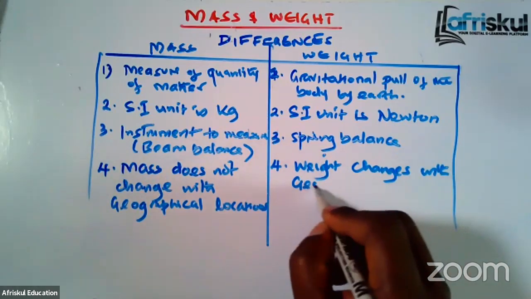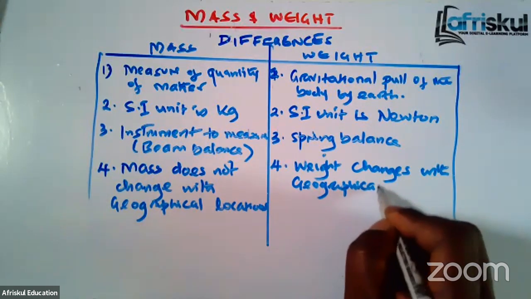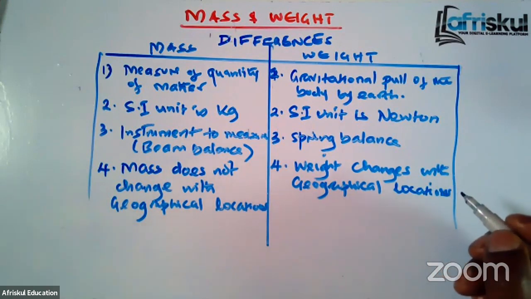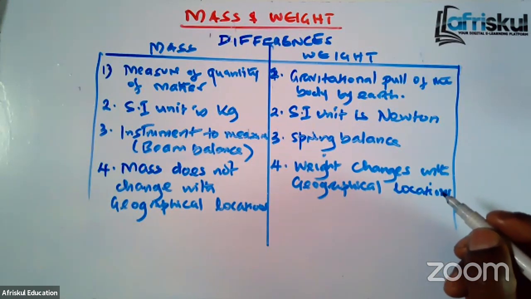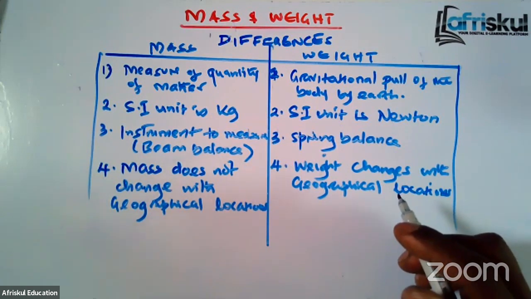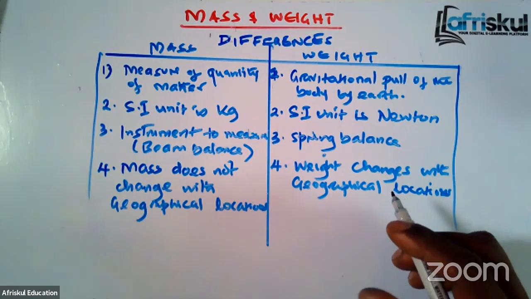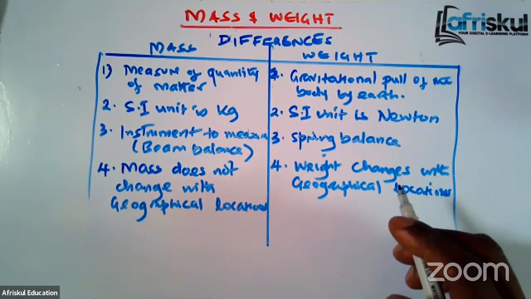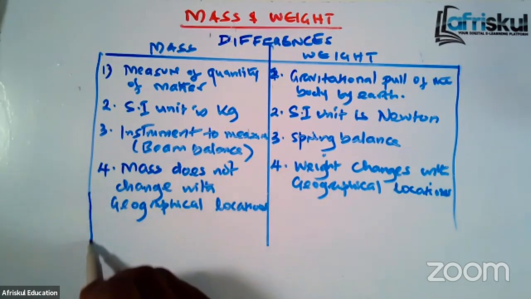Weight changes with geographical positions or locations. Even on this earth, you see that our earth is not a perfect sphere. So there are places, say on the North Pole, where the surface of the earth is nearer the center of the earth than say in the equator. Usually the gravitational pull has to do also with how close you are to the center of the earth. So you'll find that the weight at the poles is not exactly the same as the weight at the equator. So weight changes with the geographical location.